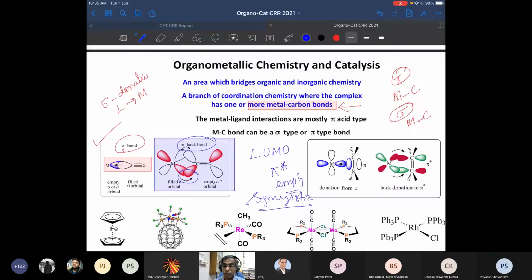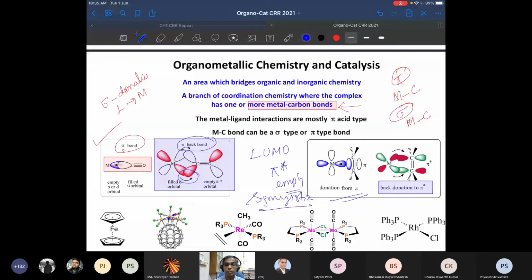In the same way, there are many other ligands. They can act either as a pi acceptor or pi donor. It doesn't mean that organometallic chemistry talks only about the pi orbital. No, it has both sigma as well as pi. I have given the example of donation from pi, on my right hand side, and then back donation to pi star, right? So there are several examples like this.